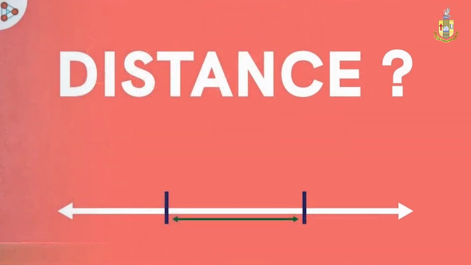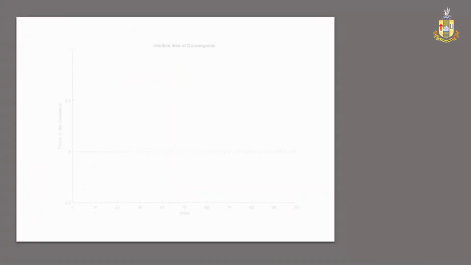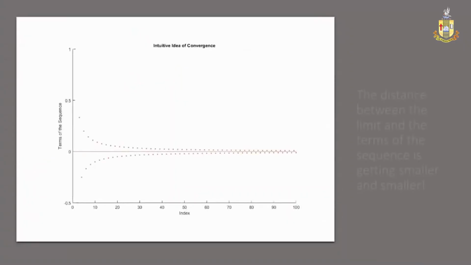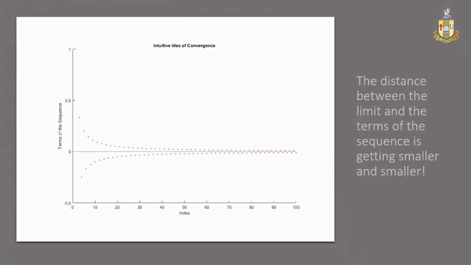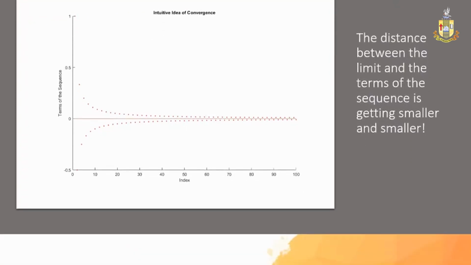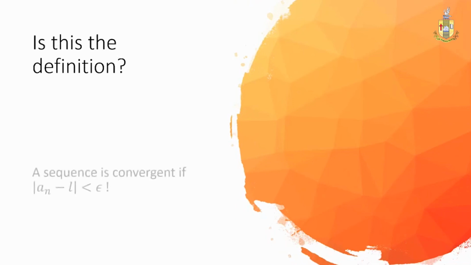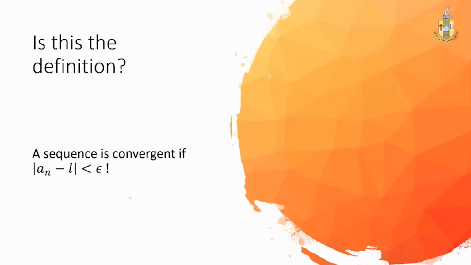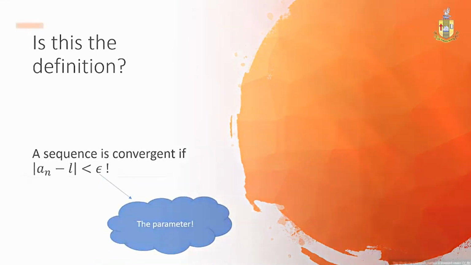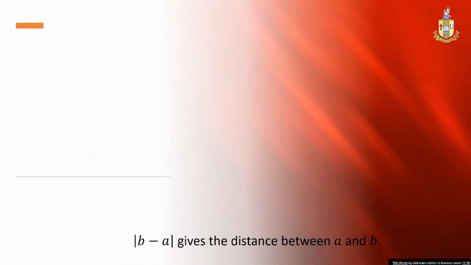The idea of distance. To define the convergence, particularly, to compare the distance between the limit and terms of the sequence, we introduce a parameter epsilon. Hence, we say the sequence is convergent if the modulus of a_n minus l is less than epsilon, where epsilon is an exceedingly small positive quantity. In one-dimensional analysis, the modulus of b minus a gives the distance between a and b.